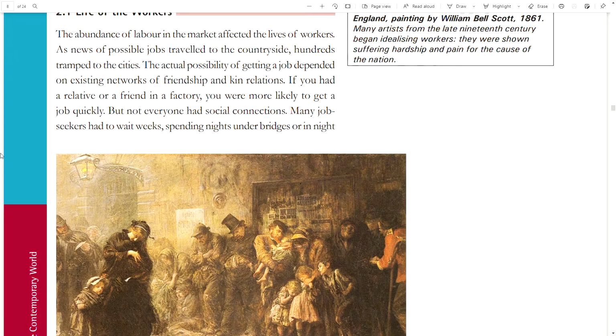The abundance of labor in the market affected the lives of workers. As news of possible jobs traveled to the countryside, hundreds trampled to the cities. The actual possibility of getting a job depended on the existing network of friendship and kin relations. If you had a relative or a friend in a factory, you were more likely to get a job quickly, but not everyone had social connections. Many job seekers had to wait weeks, spending nights under bridges or in night refuges.